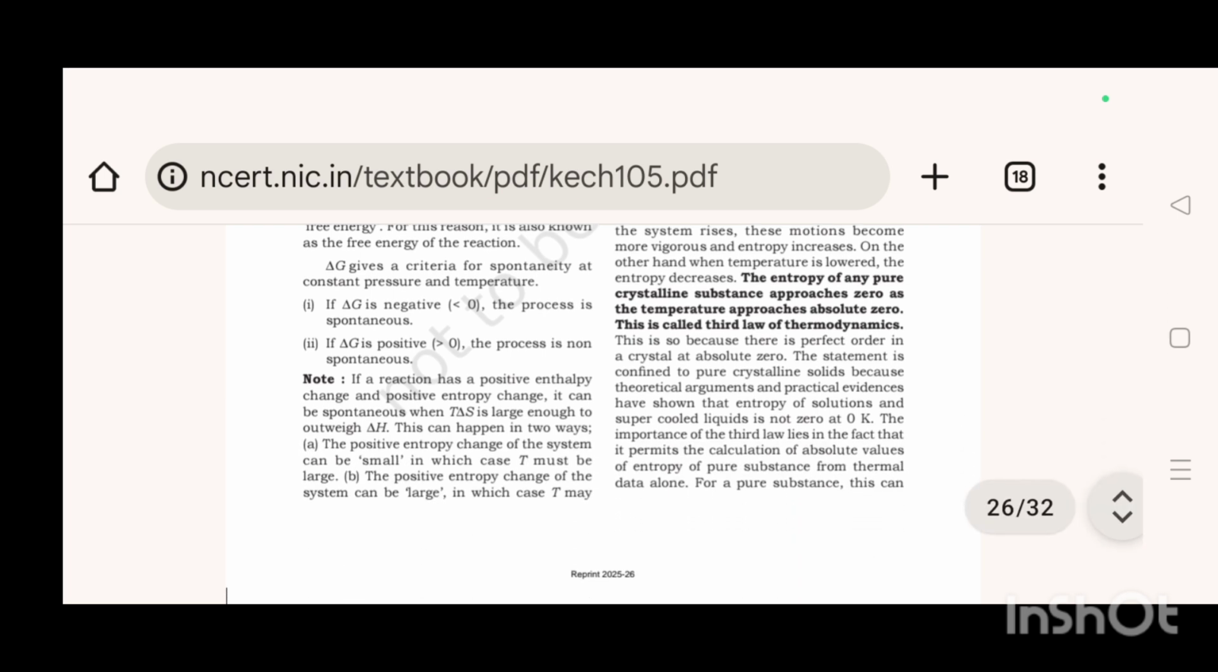Note, if a reaction has a positive enthalpy change and positive entropy change, it can be spontaneous when T delta S is large enough to outweigh delta H. This can happen in two ways. The positive entropy change of the system can be small, in which case T must be large. Or the positive entropy change of the system may be large, in which case T may be small.